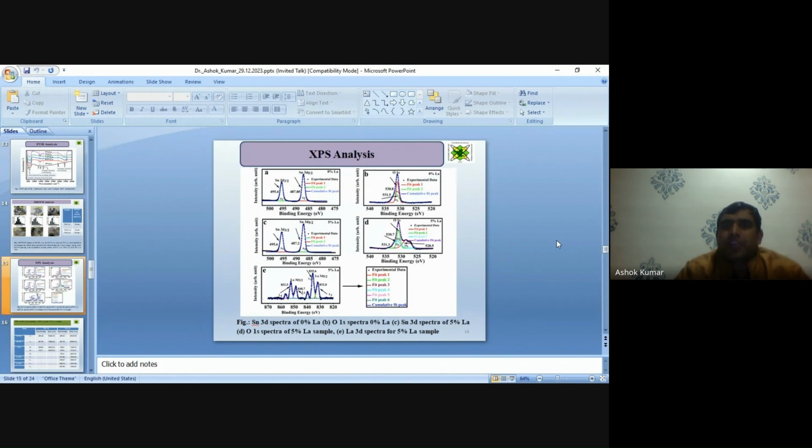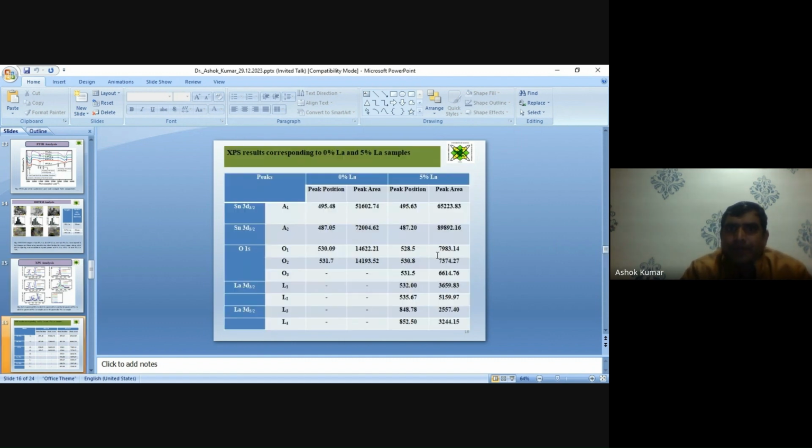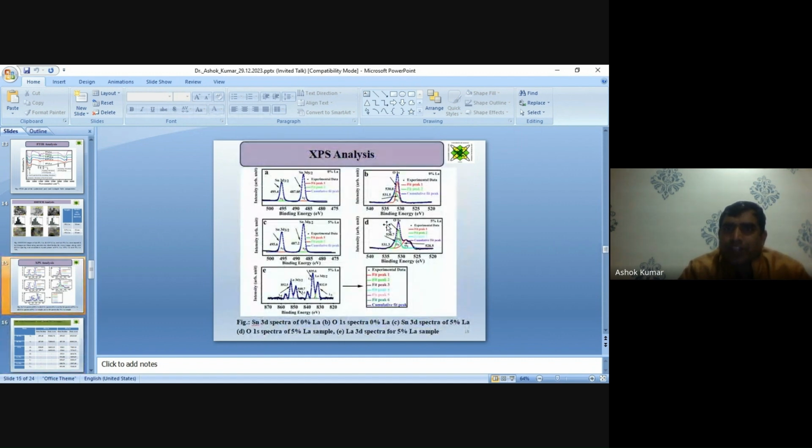the creation of oxygen vacancies or different states of the elements present in the sample, we have confirmed from the XPS. This is the XPS result for 0% lanthanum for the oxygen 1s state. This is for the 5% lanthanum oxygen state. We can say the area under the peak is more in the case of 5% lanthanum ion, meaning there are more oxygen vacancies.